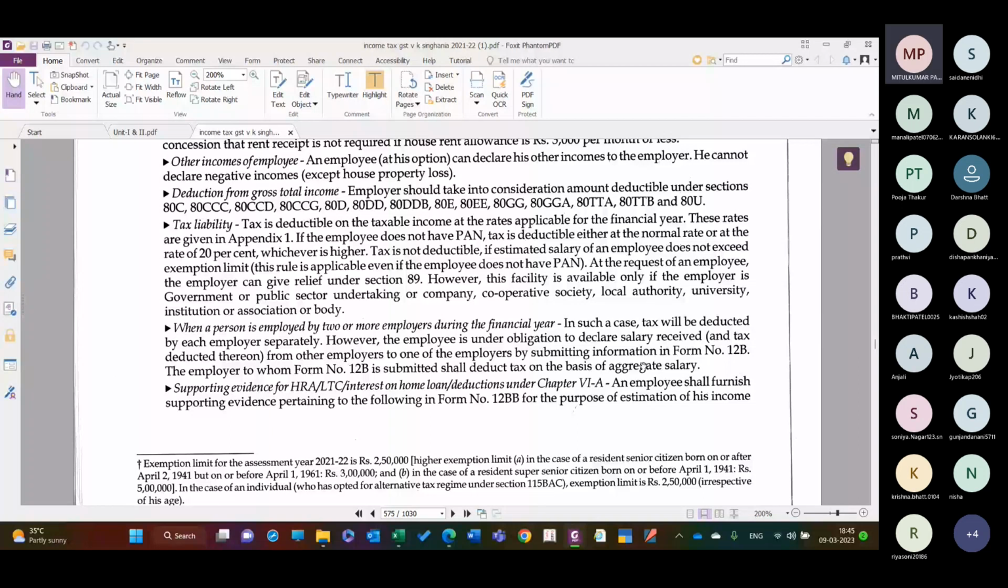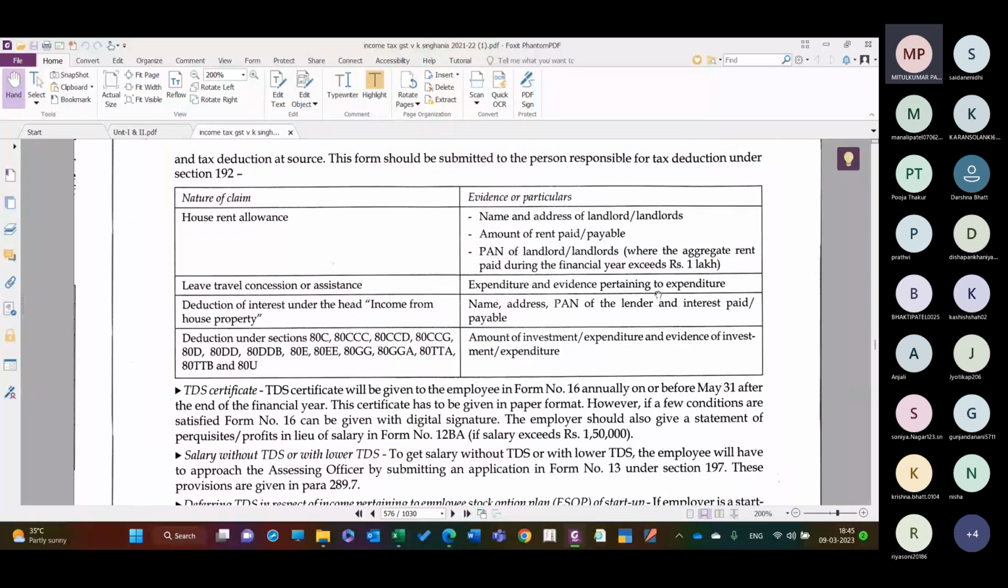तो हाउस रेंट है तो नेम एंड एड्रेस ऑफ लैंडलॉर्ड, अमाउंट ऑफ रेंट पेड और पेएबल, पैन ऑफ द लैंडलॉर्ड where the amount of rent is exceeding 1 lakh, लीव ट्रैवल कंसेशन एक्सपेंडिचर एंड एविडेंस पर्टेनिंग टू द एक्सपेंडिचर वो आपको करने पड़ेंगे. डिडक्शन ऑफ इंटरेस्ट फ्रॉम हाउसिंग लोन ऑब्वियसली, राइट. तो फिर आपको बैंक से सर्टिफिकेट मिल जाएगा, हाउसिंग लोन सर्टिफिकेट, वो सबमिट करना पड़ेगा.